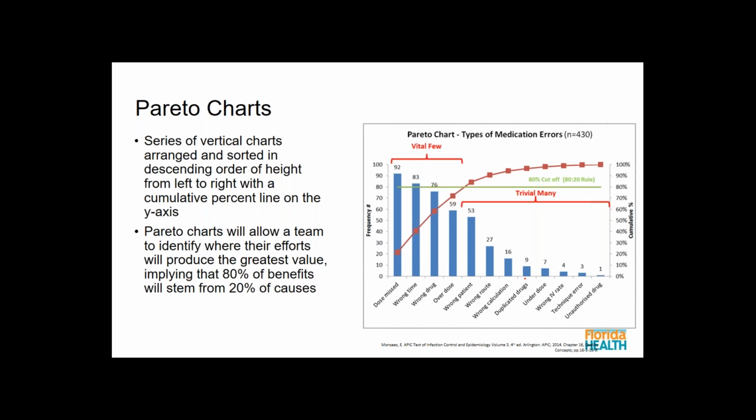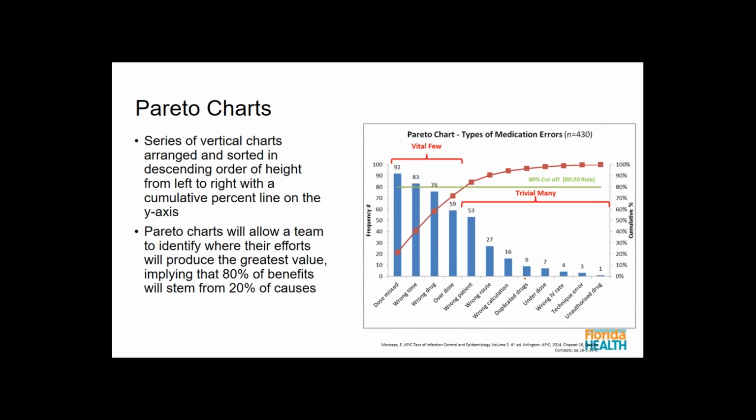So these are a series of vertical charts arranged and sorted in descending order of height from left to right with a cumulative percentage line on the y-axis. This looks a little busy, but if you know how to read it, it makes a lot of sense to you. Pareto charts will allow a team to identify where their efforts will produce the greatest value, implying that 80% of the benefits will stem from 20% of the causes.